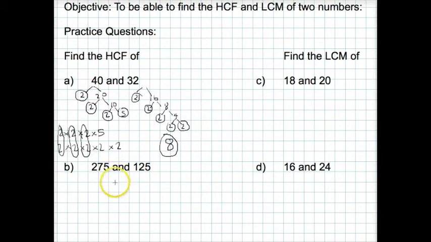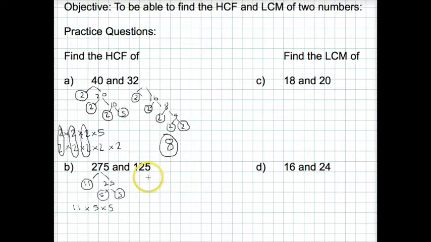Let's do the same with B. I'm going to split this. This time I know that 25 goes into both of these. 25 into 275 goes 11, so I can split it into 11 and 25. 11 is a prime number, so I can circle it. And then 25 can be split into 5 and 5, both of which are prime numbers. So I'm going to write down 11 times 5 times 5.